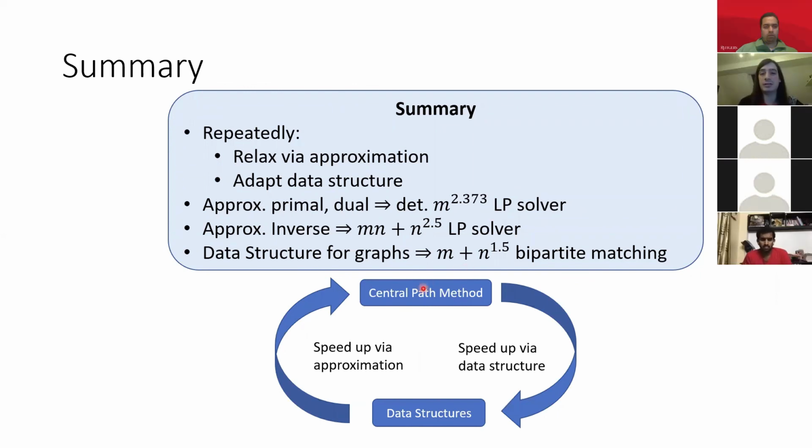Then we used this insight that we can approximate the primal and the dual to create new data structures, this new heavy hitter problem. But to make that really efficient, we needed to be able to approximate the inverse. And by showing both of that, we get this fast LP solver for really tall or really thin LPs. And by then creating data structures that are tailored to graph theoretic LPs, we get this fast bipartite matching algorithm.